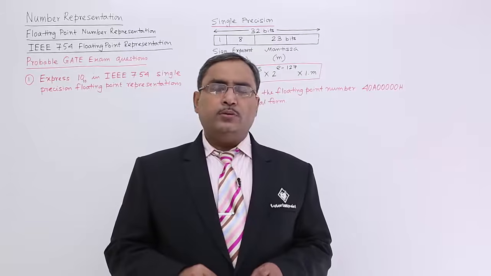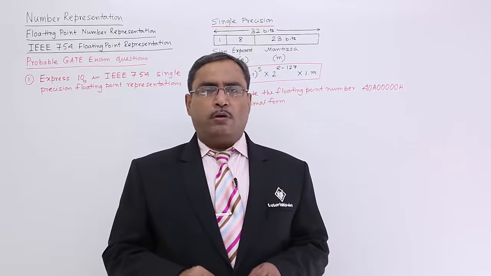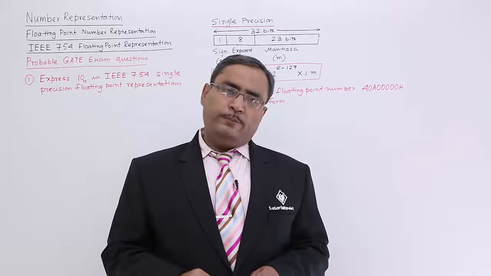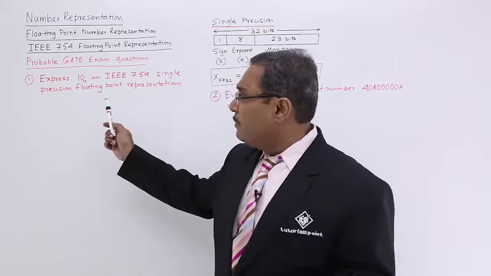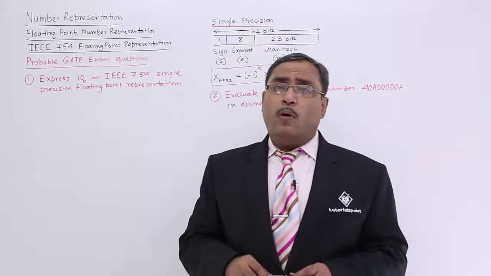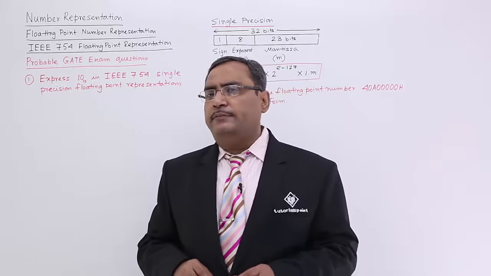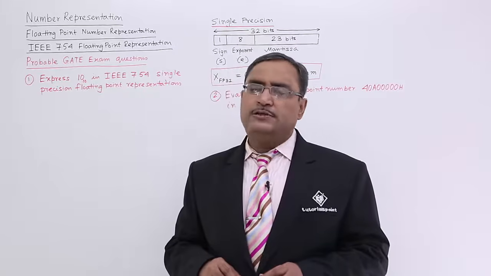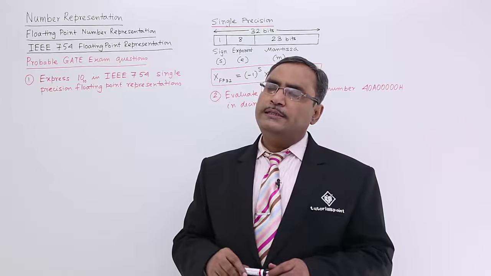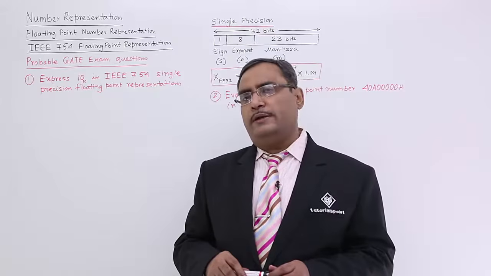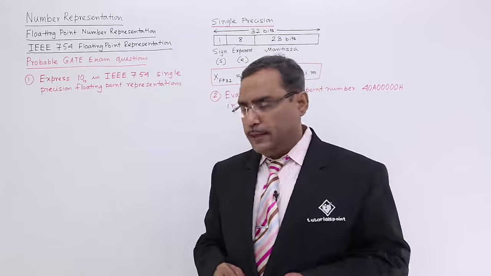In this session, we shall discuss two problems on IEEE 754 floating point format. Problem number 1. One decimal value, 10, is given. We shall have to express this 10 in IEEE 754 floating point format. How can I do so?